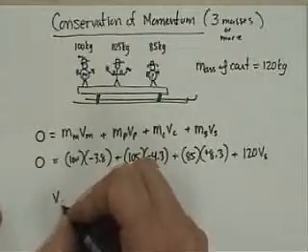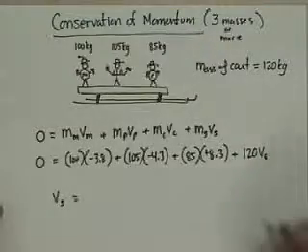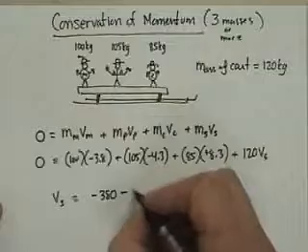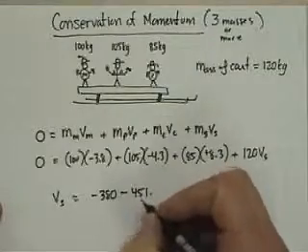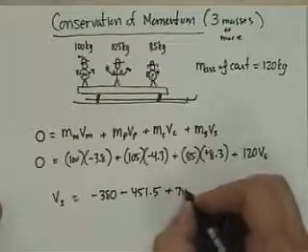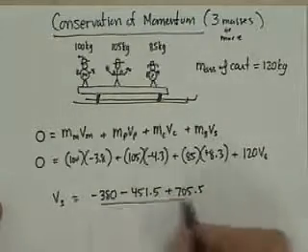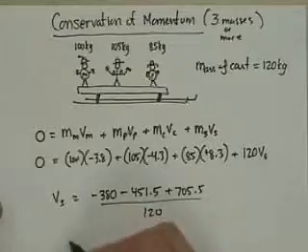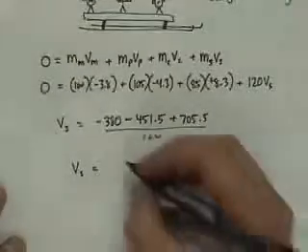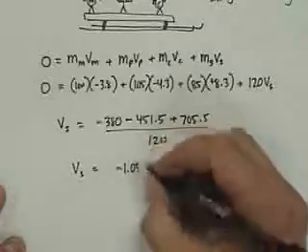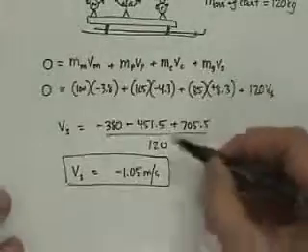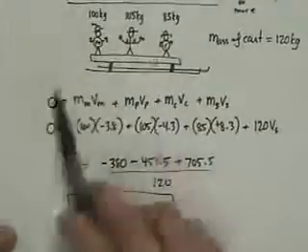So solve it out. The velocity of the sleigh ends up equaling minus 380, minus 451.5, plus 705.5, all divided by 120. Plug it into your calculator. You end up getting a value of minus 1.05 meters per second. That means that the sleigh goes left at this velocity.